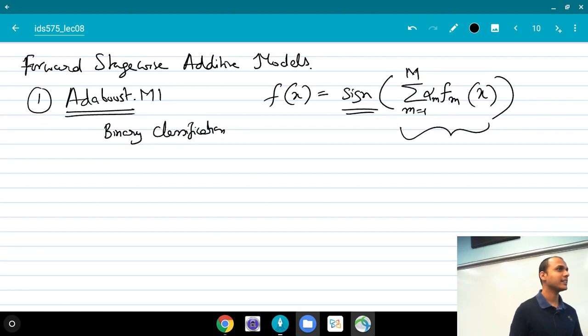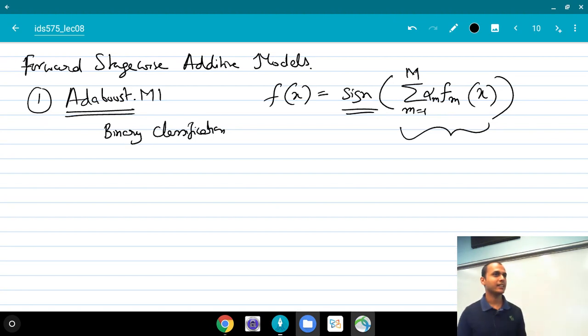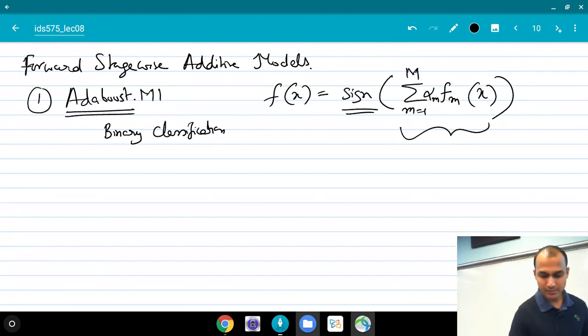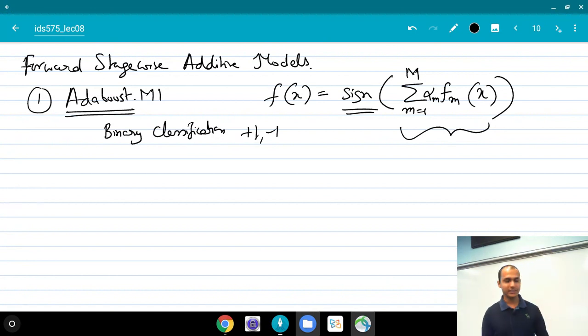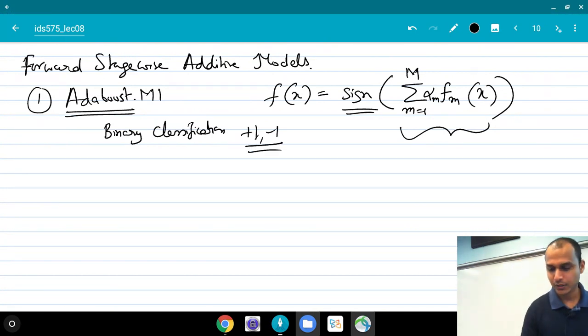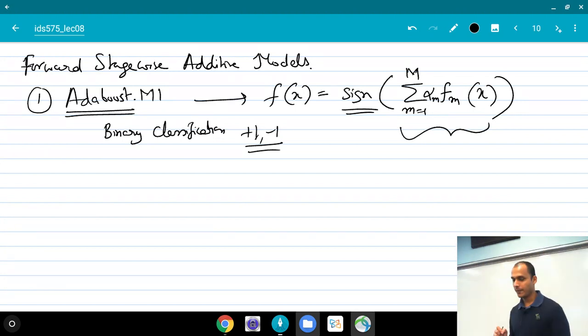If the number is positive, then f of x is the positive class, and if the number is negative, then f of x is the negative class, because it evaluates to plus or minus 1. So binary classification with plus 1, minus 1 instead of 1 or 0, a slight difference, but these are the two classes. And for this, the AdaBoost model assumes that f of x is like this.